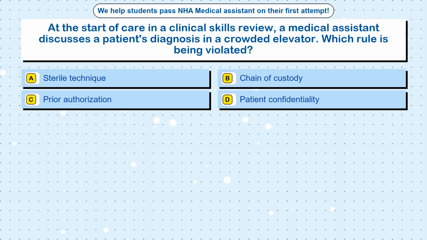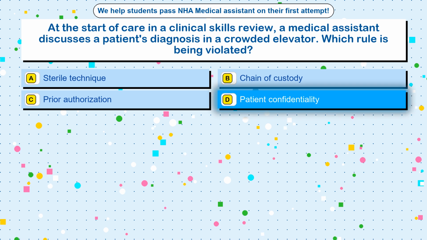Question 54. At the start of care in a clinical skills review, a medical assistant discusses a patient's diagnosis in a crowded elevator. Which rule is being violated? Option A. Sterile technique. Option B. Chain of custody. Option C. Prior authorization. Option D. Patient confidentiality. The correct answer is option D.